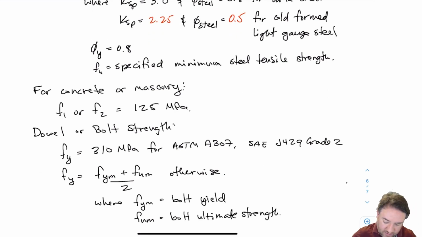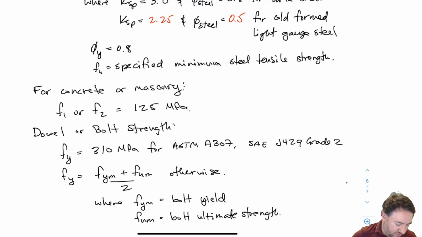So for the bolt itself, if you use an ASTM A307 bolt, which is a common bolt grade for timber connections, you can just use 310 MPa for the FY. If you use any other bolt, like an A325 bolt, which is a common bolt for structural steel connections, which you could definitely conceivably see in a wood connection, then you basically take the average of the bolt yield and the bolt ultimate strength, and you set that equal to the yield force. These must be based on test data, certainly.